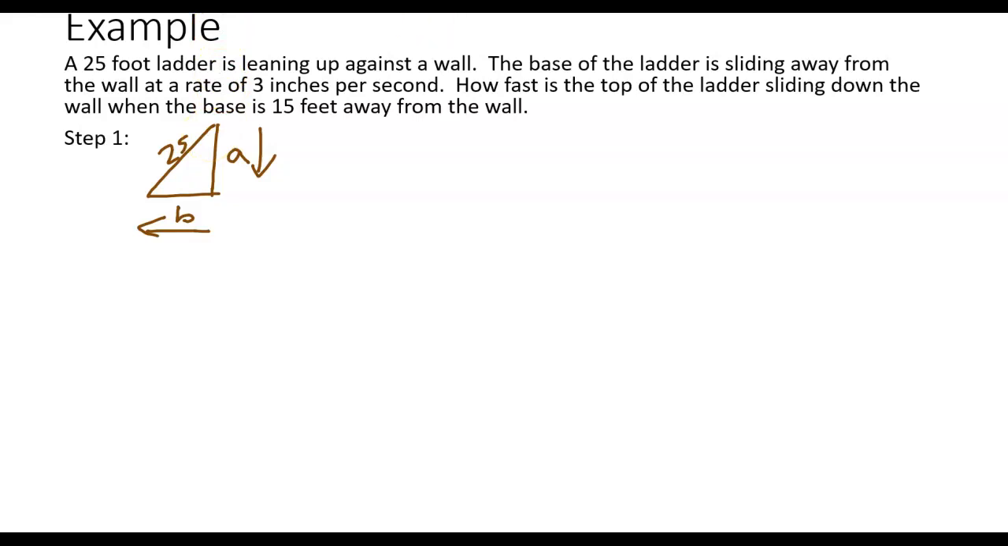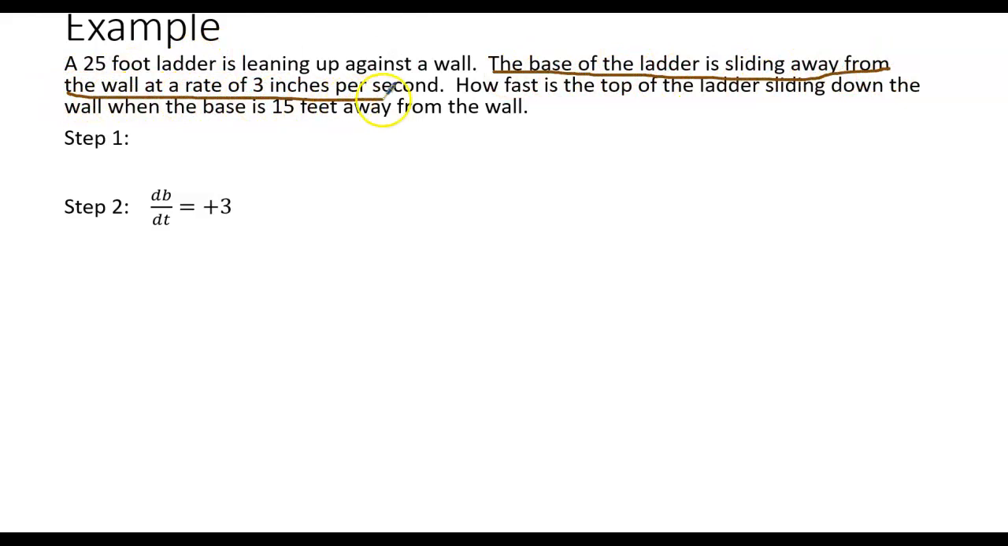All right, and so that's step one, is to draw your picture. Step two, and you've got to add these things to your notes once again, is to identify the rate that they give you. They tell me that the base of the ladder is sliding away from the wall at a rate of 3 inches per second. So B is the one that's changing, the distance of the base of the ladder from the wall over time.